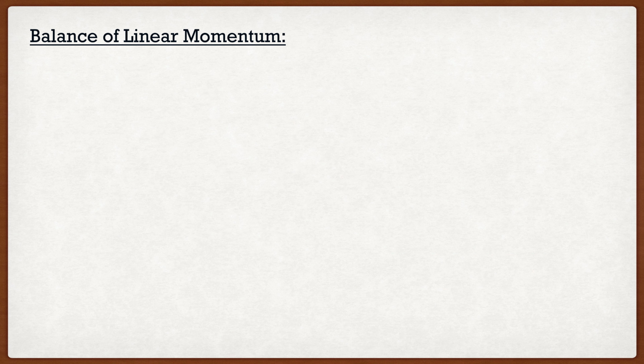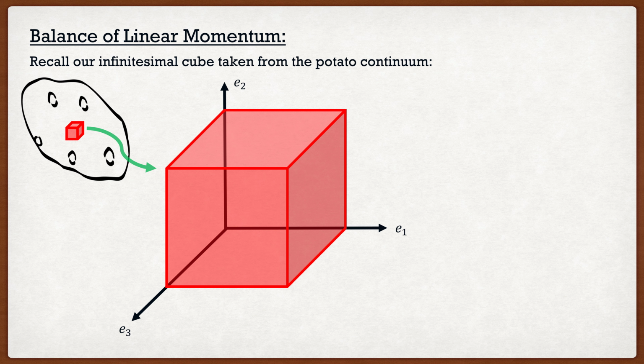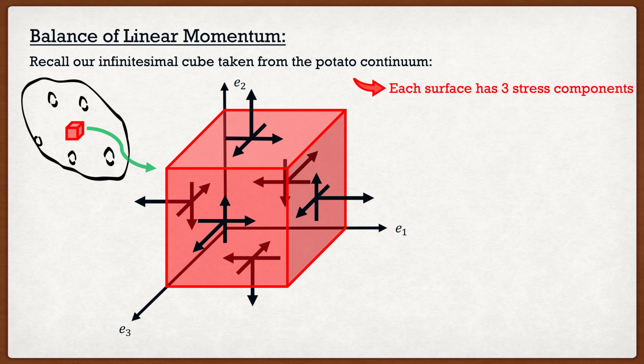How do we do that? Well, we're going to go back to our old friend, the potato, and we're going to take an infinitesimal cube of the potato. I call this the potato continuum, if you will. Now, as we talked about in the last lecture, or the one before that, I'm not sure which one it is, when we talked about the Cauchy stress tensor, we basically said that each face of this cube is going to have three stress components. Those three stress components being the components of what we call the traction vector. So if I were to take this cube, take it outside of the potato, I know that each face of this cube is going to have three stress components.